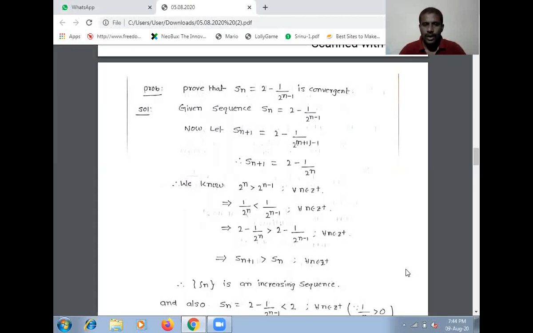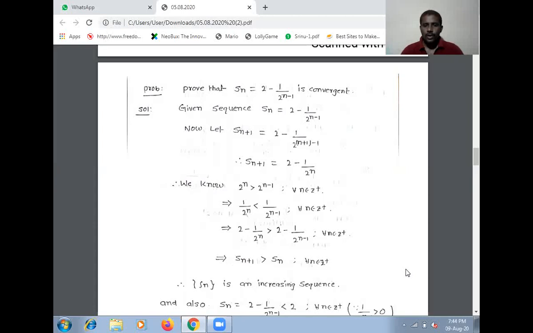Now changing the numerator and denominator, we get 1 by 2 to the power of n less than 1 by 2 to the power of n minus 1 for all n belongs to z plus. So that implies we can write 2 minus 1 by 2 to the power of n greater than 2 minus 1 by 2 to the power of n minus 1 for all n belongs to z plus. So for any positive integer value of n, 2 minus 1 by 2 to the power of n is greater than 2 minus 1 by 2 to the power of n minus 1.